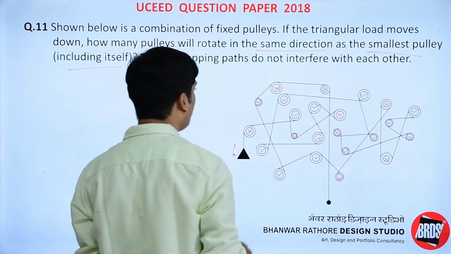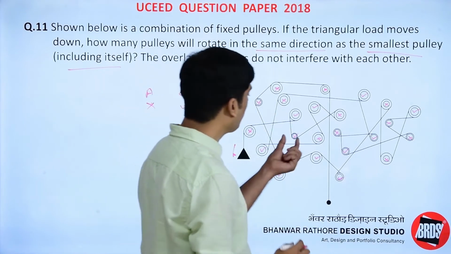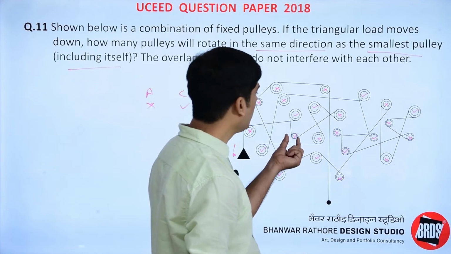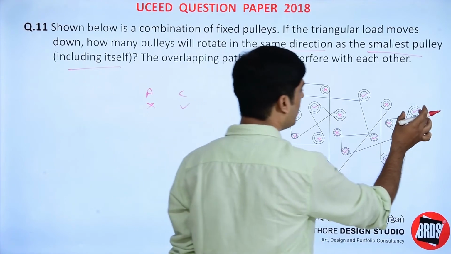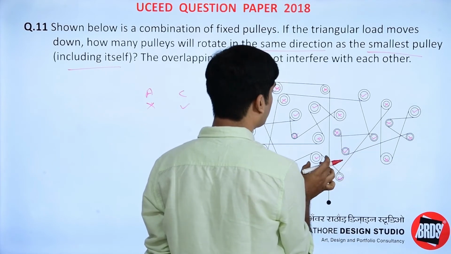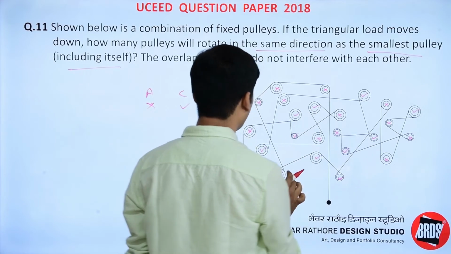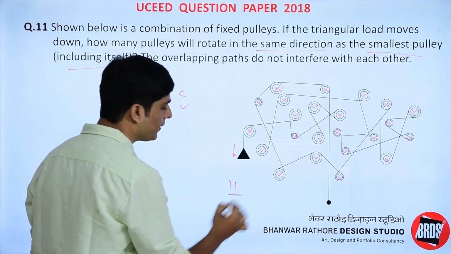Now we have to count how many rights are there. That would be the number of clockwise direction. The smaller pulley is having a right, it means having a clockwise direction. So we can count 1, 2, 3, 4, 5, 6, 7, 8, 9, 10 and 11. So our answer would be 11.